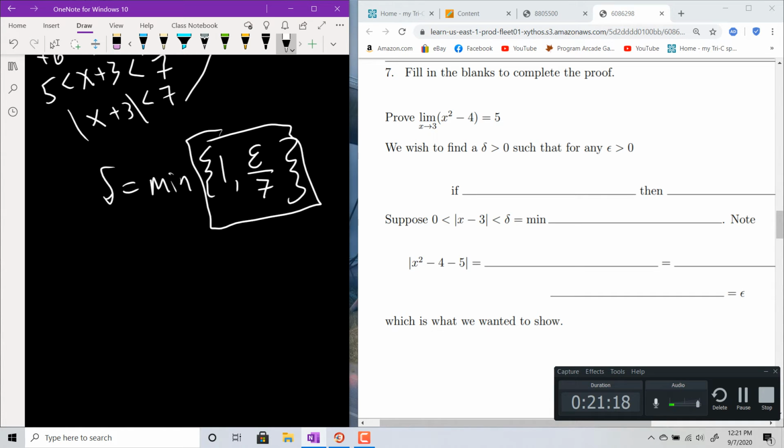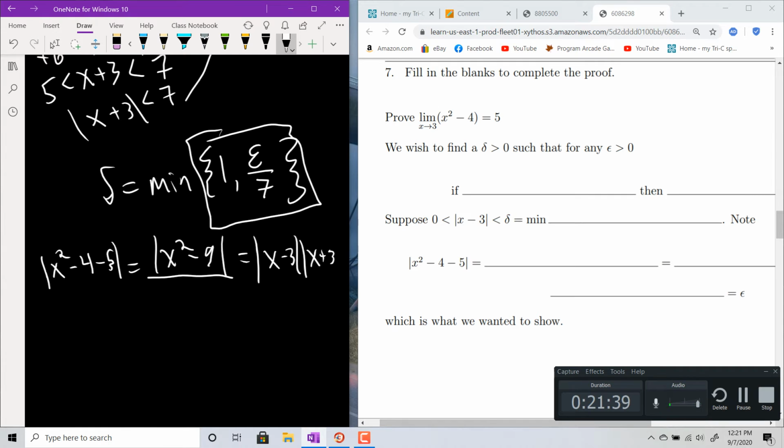That's not going in the blanks. So it says note, and then it has the absolute value of x squared minus 4 minus 5 equals blank. This is where I'm simplifying. This will just be x squared minus 9, and then that will equal, if we factor it, x minus 3 times x plus 3. And then we could replace that with 7 and epsilon over 7.